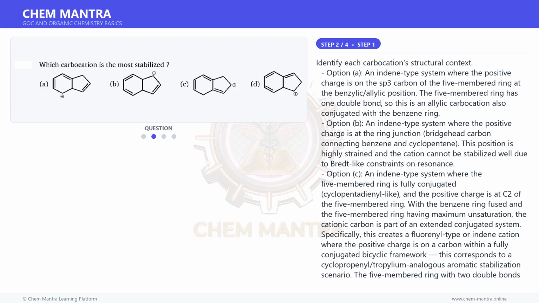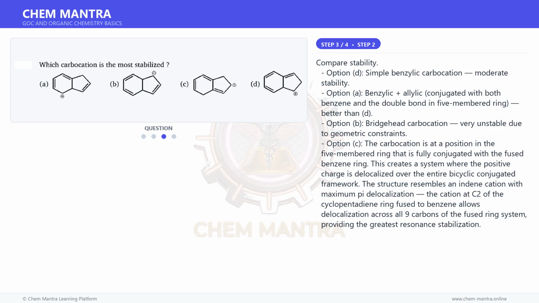However, importantly, the positive charge here is on a carbon flanked by double bonds in the 5-membered ring, giving maximum delocalization across the entire fused bicyclic pi system, 9 carbons in conjugation, similar to an indene cation with full aromatic delocalization. Option D. An indene system, saturated 5-membered ring fused to benzene, with positive charge at the benzylic position. This gives only benzylic stabilization.